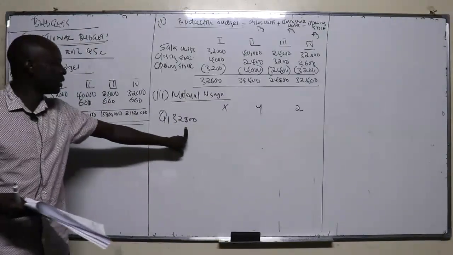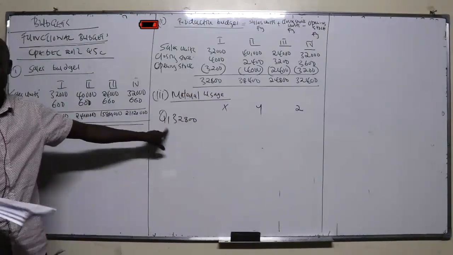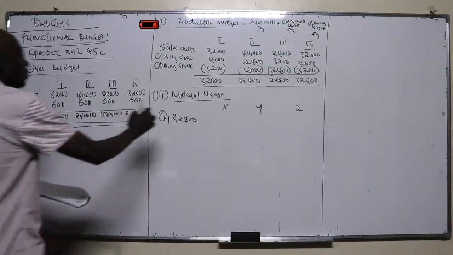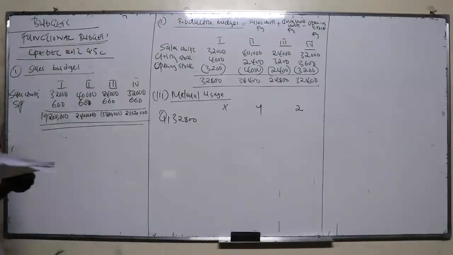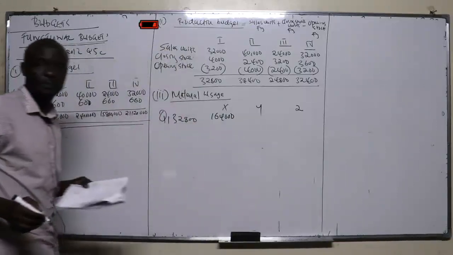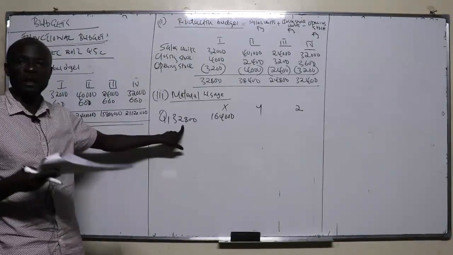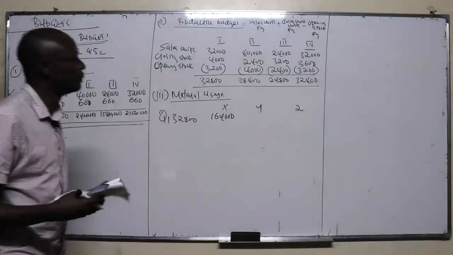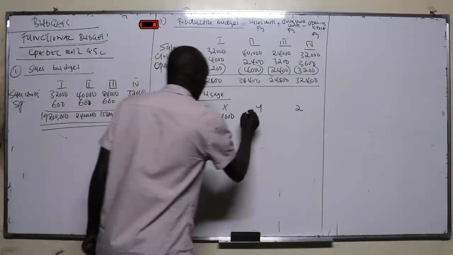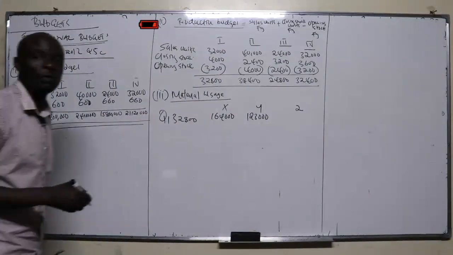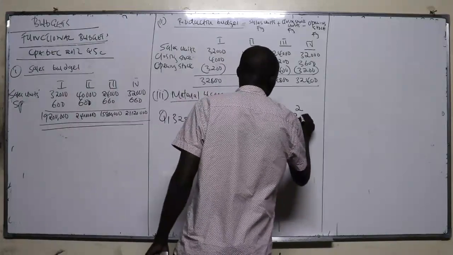So we're producing 3,800 units in quarter 1. Each unit requires 5 kgs of material X. So you're going to multiply this one by 32,800. So this one will be 164,000 kgs. Then the same units you multiply by 3.75 for material Y. How much do you get? So this one will be 123. Then Z, 82,000. This one will be 82,000.